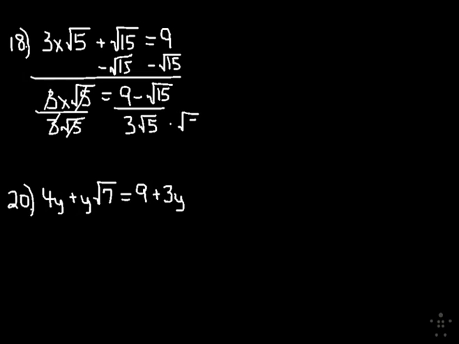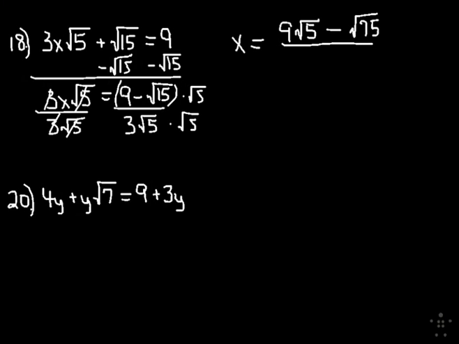So I want to multiply this by the square root of 5, and do the same thing to the top. Square root of 5 over the square root of 5 is just 1, so you're not changing anything. Alright, and then you would need to distribute in the numerator. So x is going to be equal to 9 times the square root of 5, and then minus the square root of 15 times the square root of 5 is the square root of 75. And that's going to be all over 3 square root of 5 times the square root of 5, which is 3 square root of 25, and the square root of 25 is 5, so 3 times 5 is 15.